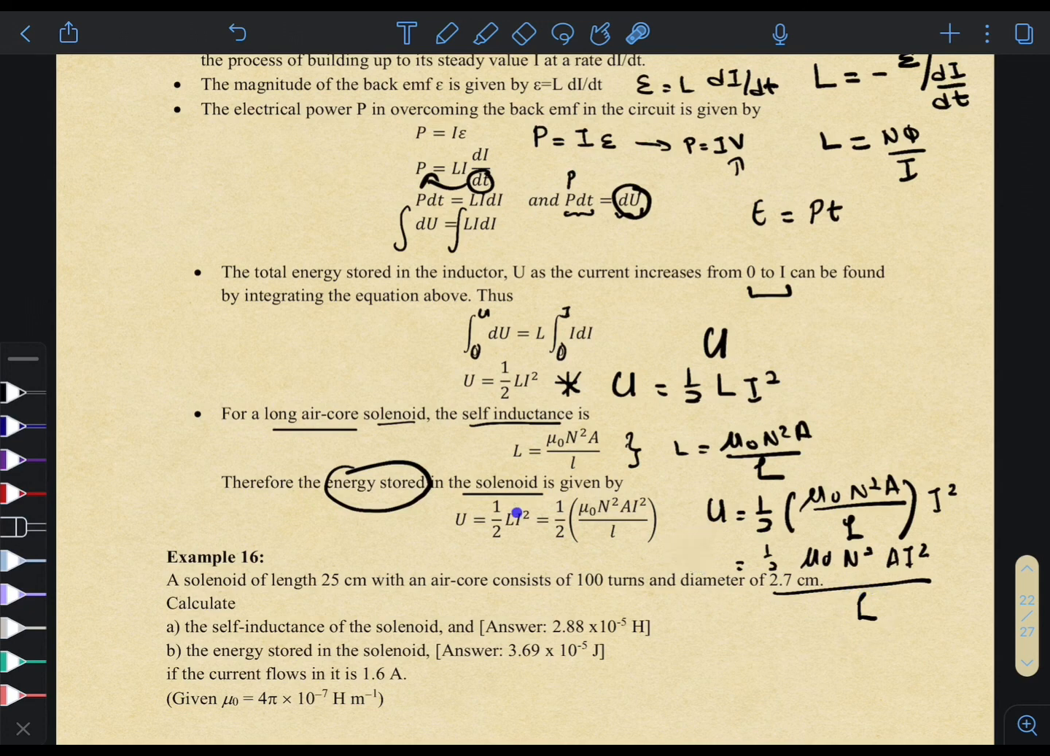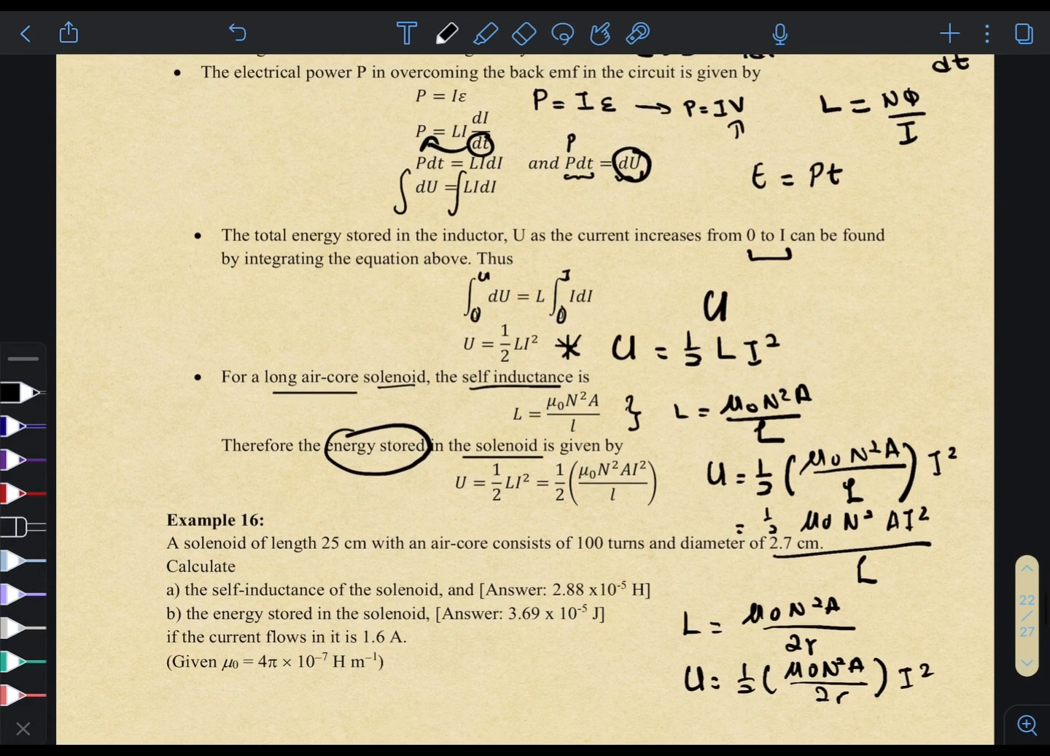So this is the equation for energy stored in a solenoid. If they ask for energy stored in a circular coil, the inductance of a circular coil is mu naught N squared A over 2R. So energy stored in a circular coil equals half, where L is substituted with mu naught N squared A over 2R, the inductance of the circular coil, and then we multiply by I squared.